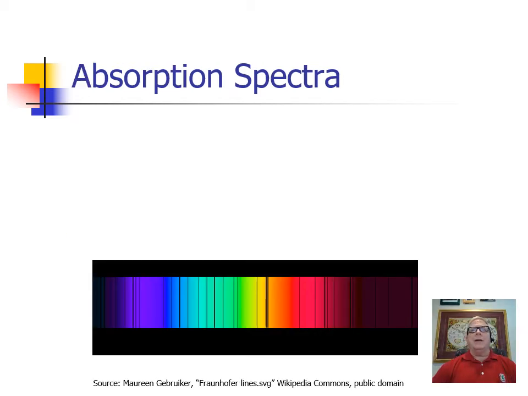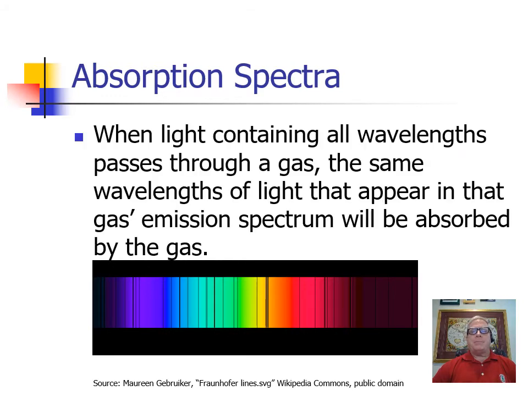You could also get an absorption spectrum. What happens here is if you take a light that contains all the colors of the rainbow and pass it through a gas of a certain element, the same frequencies or wavelengths of light that are emitted by the element when it's heated will be the ones that that element will absorb when you pass white light through it.